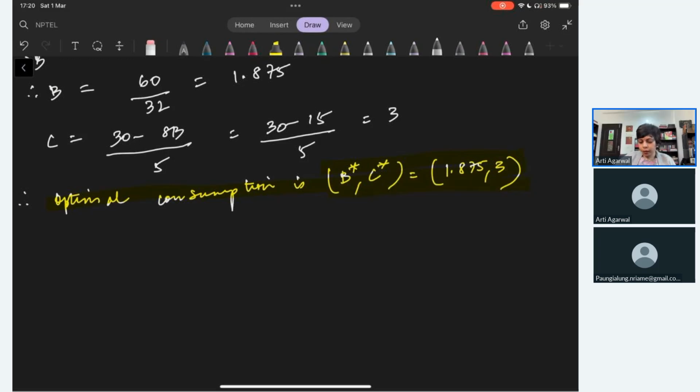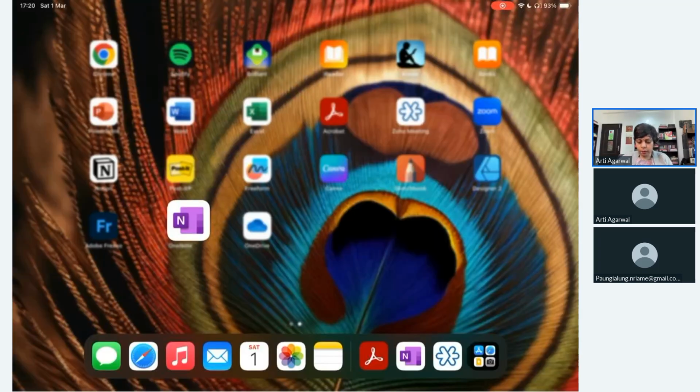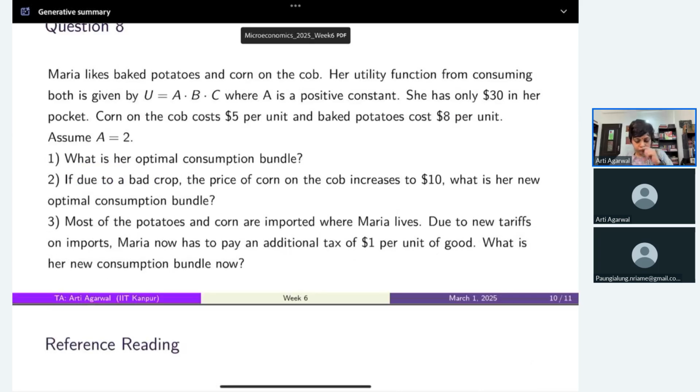Okay, now let's go back to the rest of the question. This is the optimal consumption bundle. Now, due to a bad crop, the price of corn on the cob increases to 10. Earlier, corn on the cob was 5. Now, corn on the cob is increasing to 10. What is her new consumption bundle? Now, obviously, we will solve it just like how we solved it right now. We will solve it again using the price of corn as $10 instead of $5.